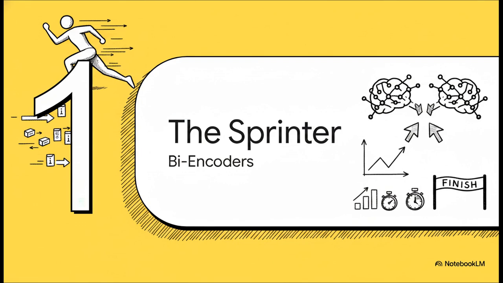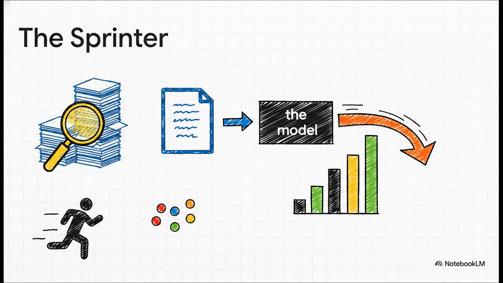So how do we actually do this? Well, meet our first character in this story, the bi-encoder. It's also known as a sentence transformer. But for our purposes, let's just call it the Sprinter. The Sprinter's whole job is to be incredibly, mind-bogglingly fast. It can take any piece of text you throw at it and instantly turn it into a list of numbers. We call that a vector, or an embedding.